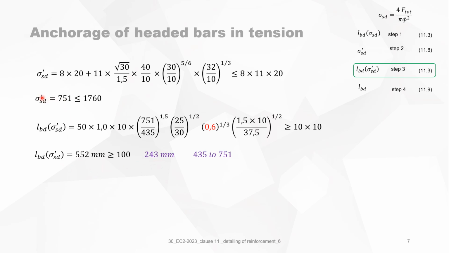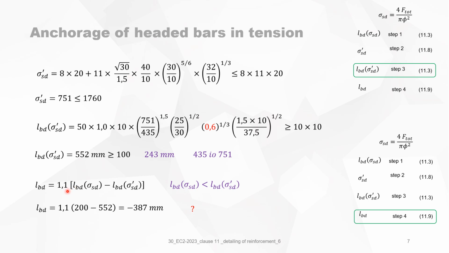Now, you see sigma accent SD can never develop in a bar of 10 millimeters. That's not possible, because the maximum yield stress that is allowed is 700 megapascal without any material coefficient on it. So this cannot be. We can now state that, for instance, if you take a maximum value of 435 instead of 751, then you will see that the needed anchorage length is 243 millimeters. So this anchorage length is irrelevant because of this very high tensile strength.